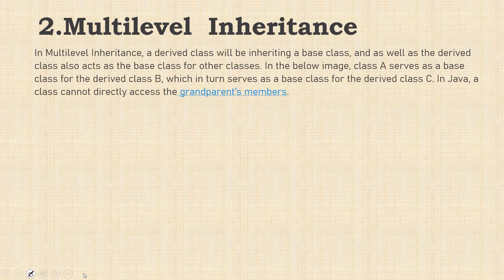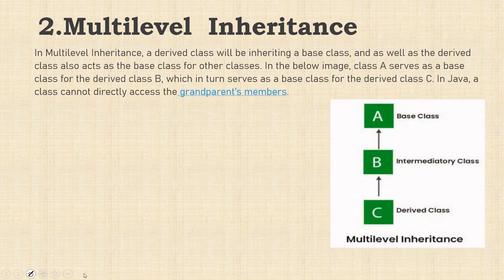So a derived class will inherit a base class, and the derived class will also act as a base class for other classes. We are going to see an image of how it works.